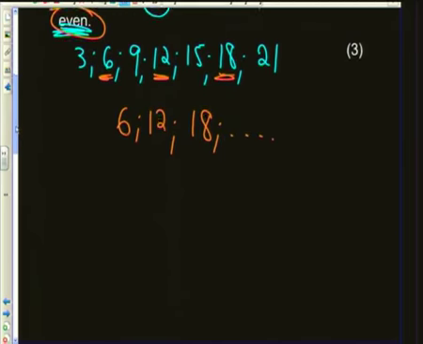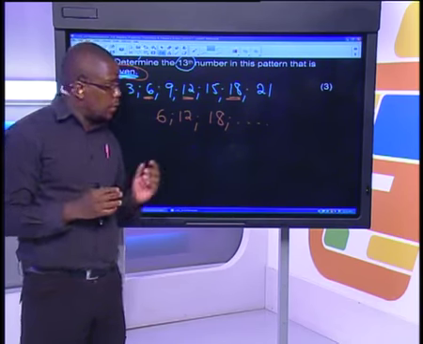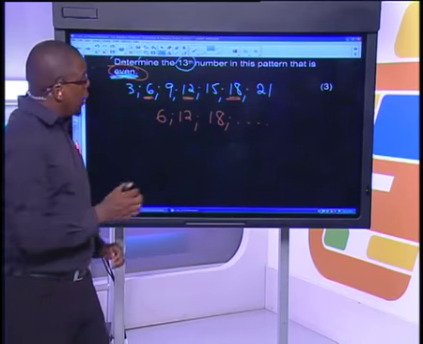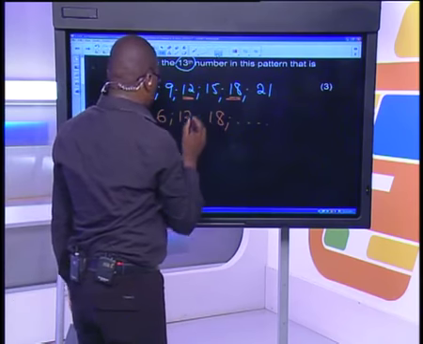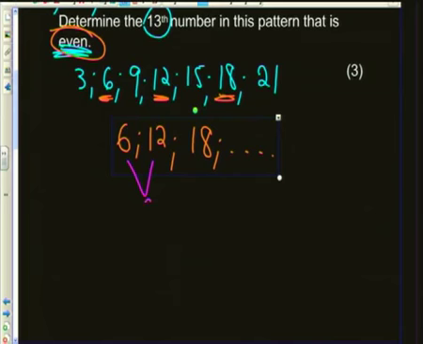Right? So now I've got the first 3 numbers. I've got 6, 12, and 18. Now I need to work out the formula, the nth term of this particular sequence. Now I need to check the differences. So 12 minus 6 is 6, and then 18 minus 12 is also 6.